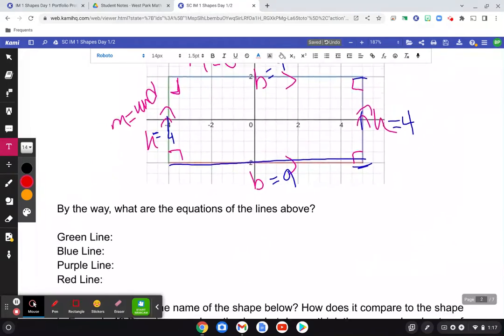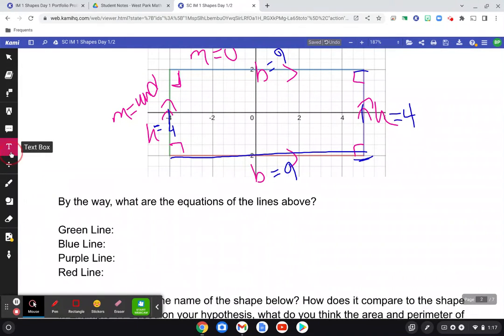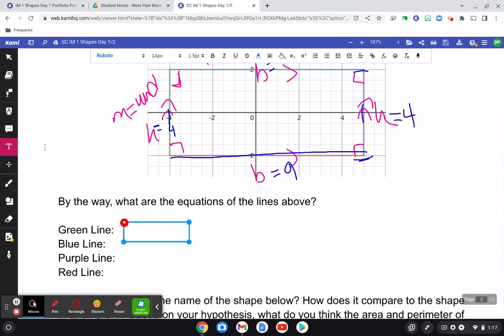Now, just some functions review here. By the way, what are the equations of the lines above? The green line there is a vertical line. All vertical lines start with x, so that's going to be x equals -4. As you can see, it's going through -4 there. The x value there will always be -4 regardless of the y value. So again, every vertical line will be x equals.